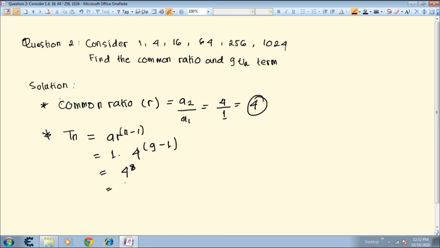So 4 to the power 8, and the 9th term is 65,536. So this is the solution to question number 2: the common ratio is 4 and the 9th term is 65,536.